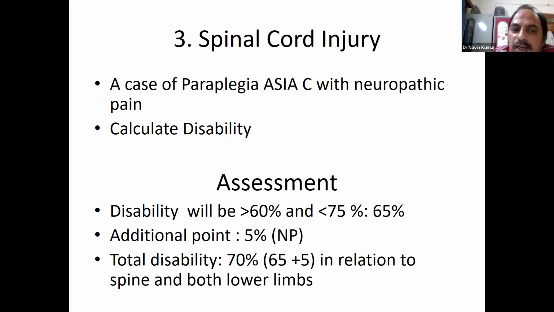Now coming to a case of paraplegia, ASIA C with neuropathic pain. So disability will be greater than 60 and less than 75. Why? Because for paraplegia, maximum is 75%. And why am I saying greater than 60? Because 60 is the cauda equina with bowel and bladder involvement. So in between 60 and 75 it has to be. Since it is ASIA C, it is 65%. And an additional 5% we can give for neuropathic pain. So total disability will be 70% if we add this, and it will be in relation to spine and both lower limbs.